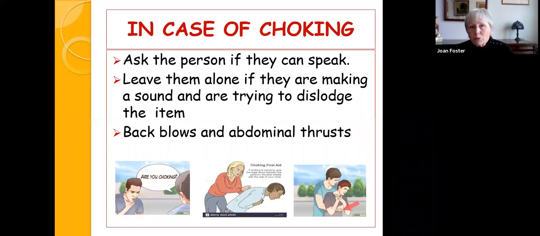So it's really important, I can't stress it enough, if somebody is able to answer you, no matter how terrible their voice sounds, they are getting air. And so the worst thing we can do is change the position of the piece so that they're not getting any air.